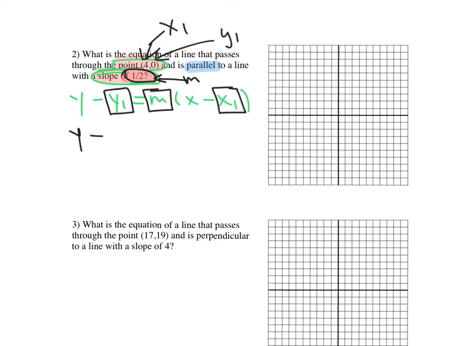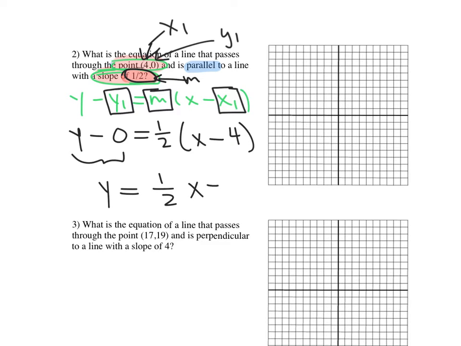We have y minus y1, which is 0, equals m, which is 1/2, times x minus x1, which is 4. And guys, that's it. That's your equation of the line. If you want to simplify this, y minus 0 is just y, and I have 1/2 times (x minus 4), in parentheses. That's it. That's your equation of the line.